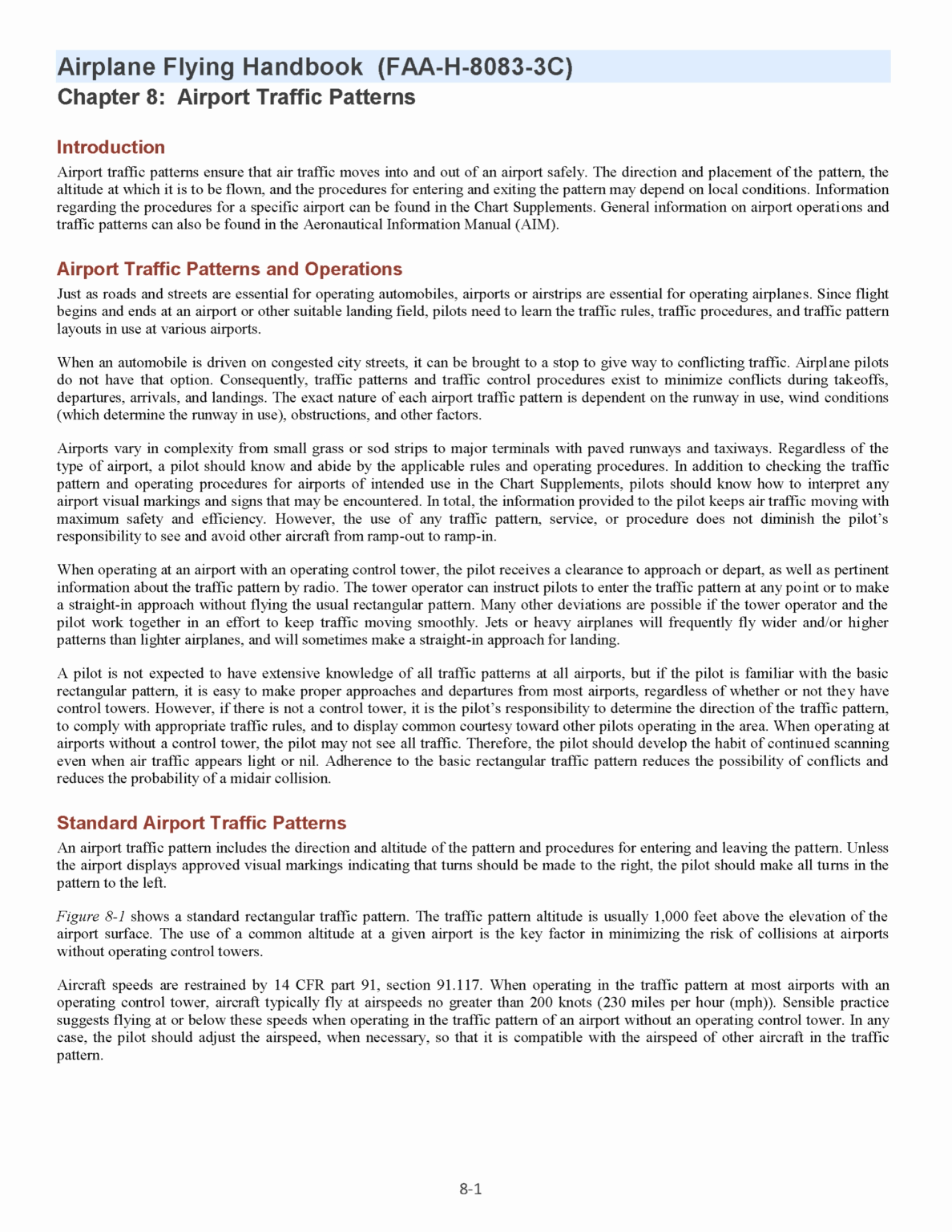The use of a common altitude at a given airport is the key factor in minimizing the risk of collisions at airports without operating control towers. Aircraft speeds are restrained by 14 CFR Part 91, Section 91.117. When operating in the traffic pattern at most airports with an operating control tower, aircraft typically fly at airspeeds no greater than 200 knots, 230 miles per hour. Sensible practice suggests flying at or below these speeds when operating in the traffic pattern of an airport without an operating control tower. In any case, the pilot should adjust the airspeed, when necessary, so that it is compatible with the airspeed of other aircraft in the traffic pattern.